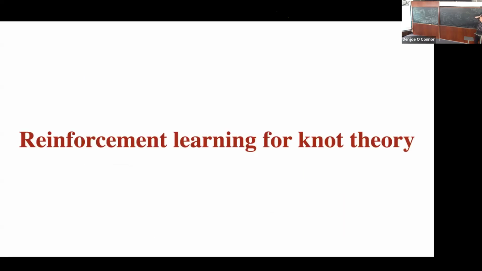Well, I'll maybe just say a few things about reinforcement learning, then I'll talk about this question of whether there are invariants that we can use to separate the unknot from other knots. So reinforcement learning is another branch of machine learning, and essentially it deals with this problem of finding optimal solutions through large intractable search spaces.